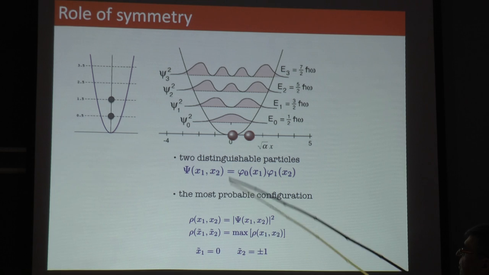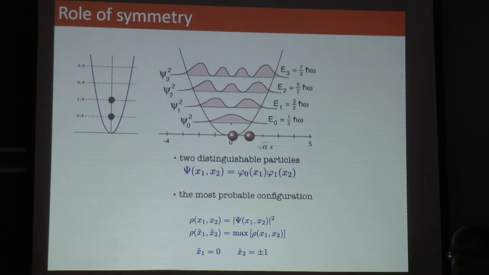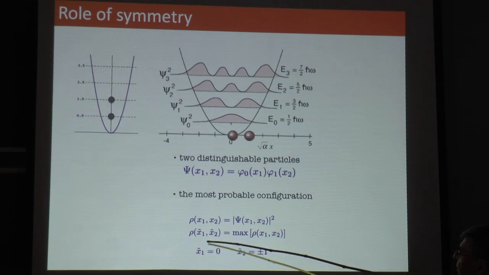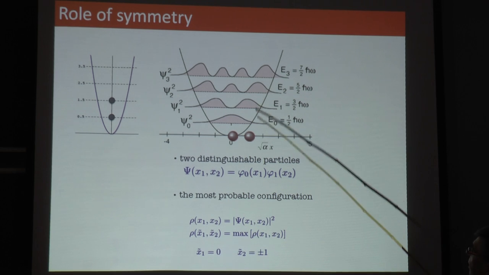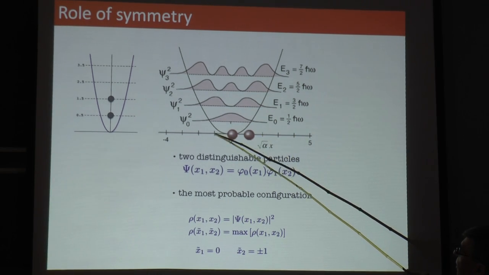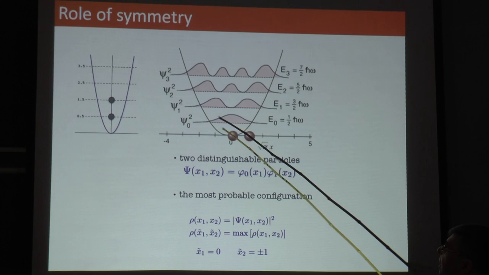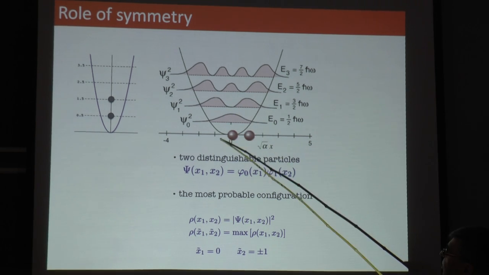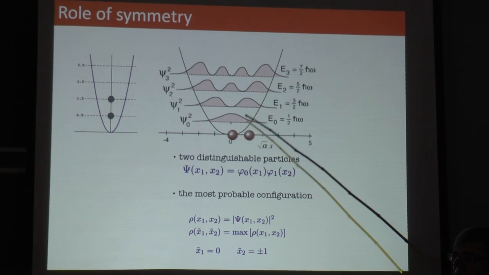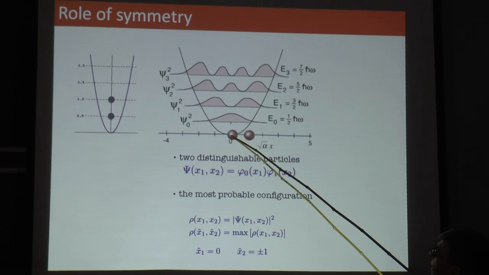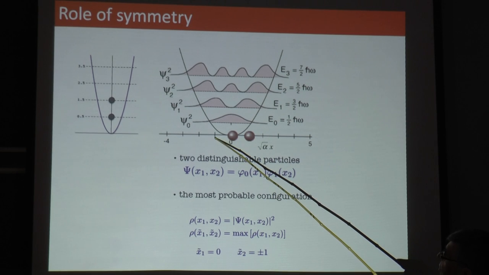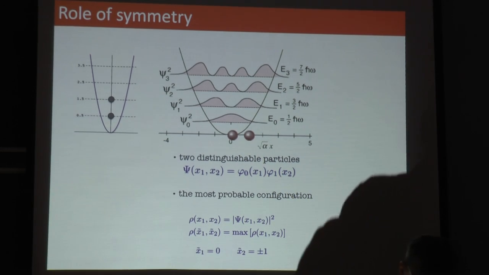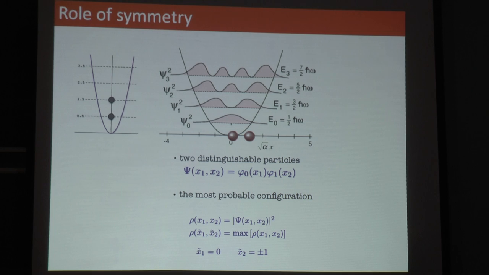And we find the maximum, which is a simple function of two variables, and students can do it. We find that the maximum is that one particle is at zero, this one which is in the ground state, and the second can be either here or there. So sometimes we will get pictures, the most probable pictures will be these two particles, one at the center, the second to the right, or it can be an equally frequent situation when the second particle will be here to the left. So that's what we can expect when we take a lot of pictures.